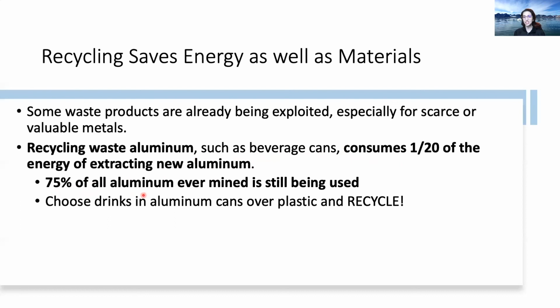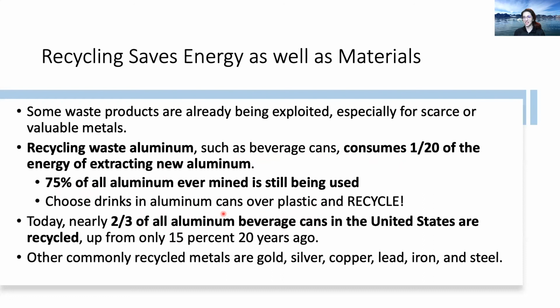So the take-home message here is that when you're choosing beverages from the gas station, for example, choose drinks that are in aluminum cans over plastic bottles, and then recycle those aluminum cans. Recycling is so rapid and effective that half of all the aluminum cans now on a grocer's shelf will be made into another can within 2 months. That's amazing. Nearly 2/3 of all aluminum beverages in the US are recycled, which is up from only 15% about 20 years ago.